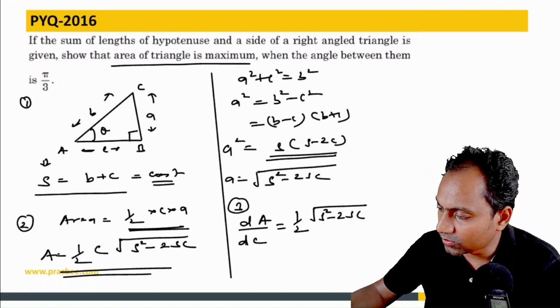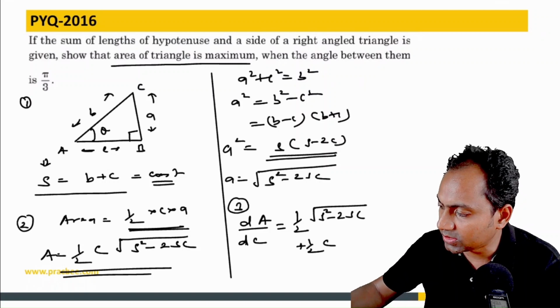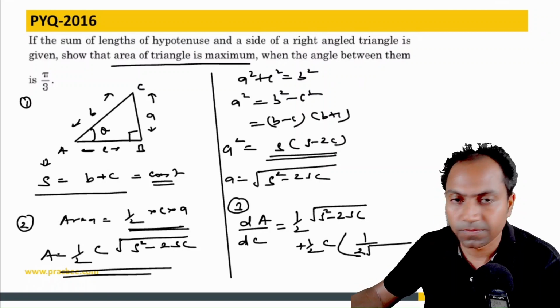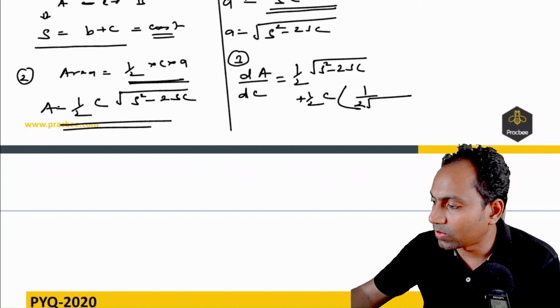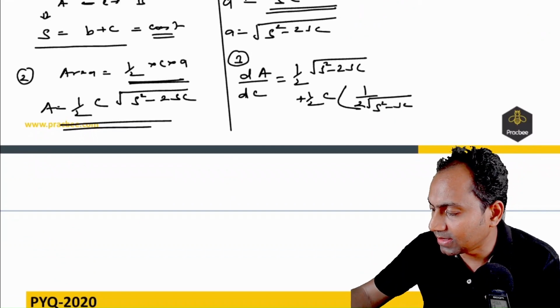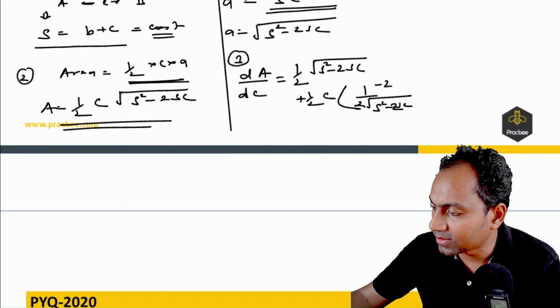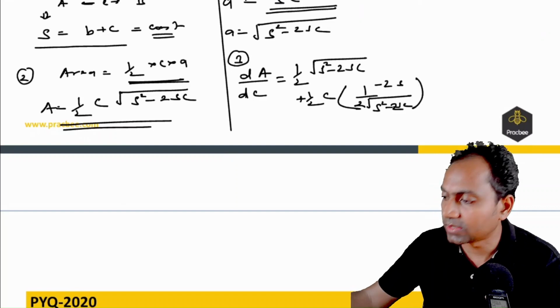If we do so, it is nothing but half of root of s square minus 2sc. And then the next term would be half of c, and if I differentiate this, it becomes 1 by 2 root of s square minus 2sc. And the differentiation of the inside becomes nothing but minus 2s. This is what we are getting.